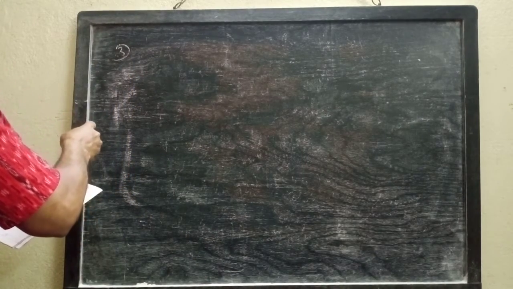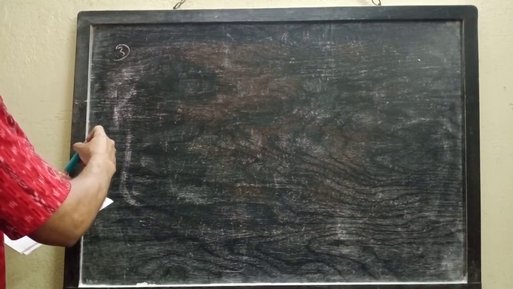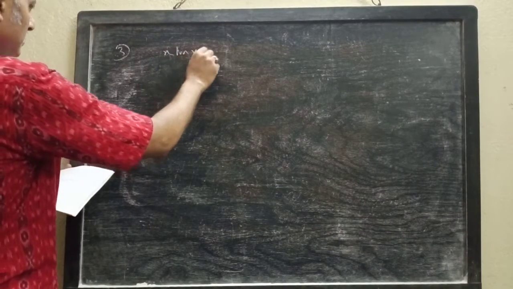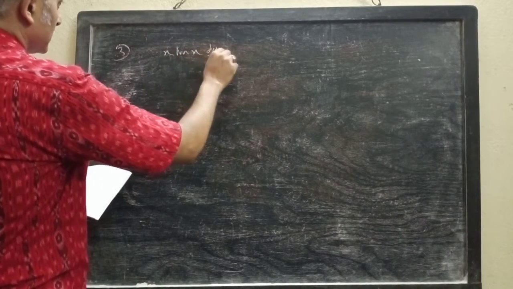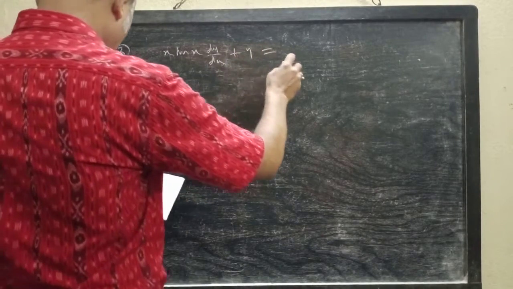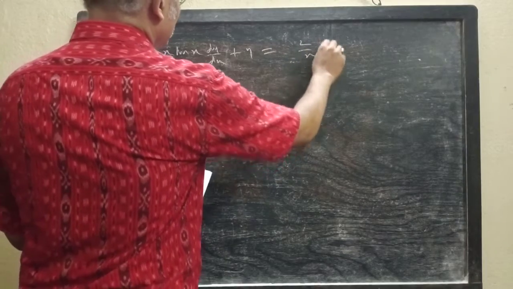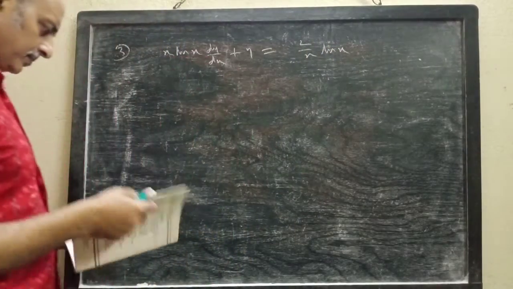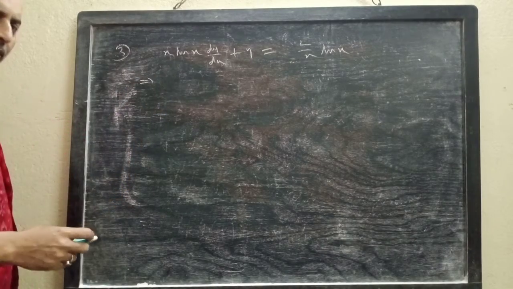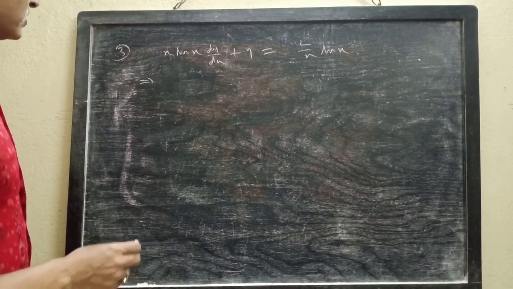Number 3. x ln x dy/dx plus y is equal to 2 by x. First make it the standard form of linear differential equation.